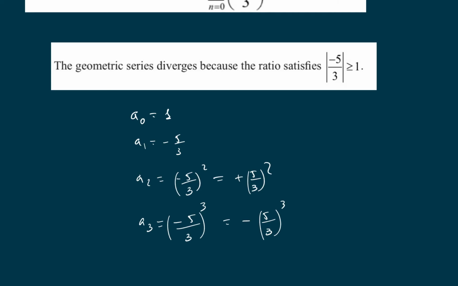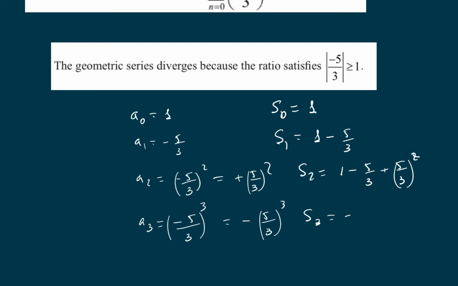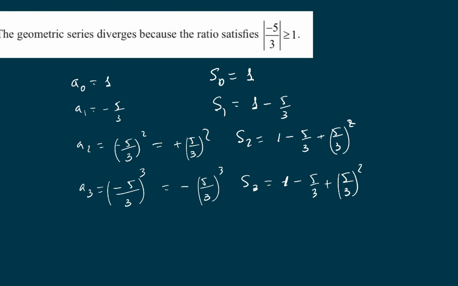Okay. So what is the sum? S0 is 1. S1 is a0 plus a1, which is 1 minus 5 divided by 3. S2 is 1 minus 5 divided by 3 plus 5 divided by 3 square. S3 equals 1 minus 5 divided by 3 plus 5 divided by 3 square minus 5 divided by 3 cube.